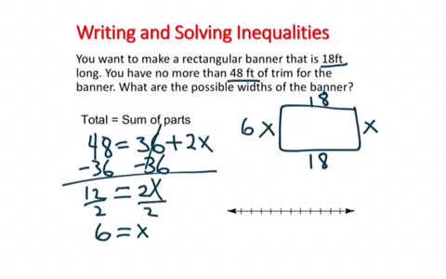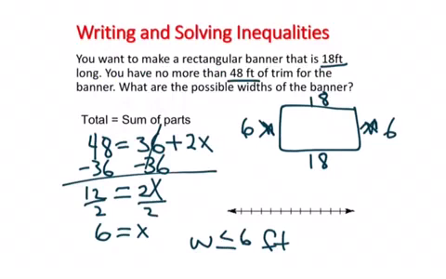So if we were to use 6, we would use exactly 48 feet of trim. If this were 6 and 6, then it would be exactly 48. So what are the possible widths of the banner? That means that we're not able to use more than 48 feet. So that means that the width could at most be 6. So the width, W, can actually be less than or equal to 6 feet. It can be equal to because then we would use exactly the 48 feet. But it could be less than that because then we would have enough trim to be able to create it.